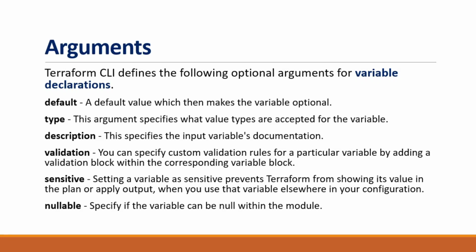Next, we have sensitive. Setting a variable as sensitive prevents Terraform from showing its value in a plan or apply output when you use that variable elsewhere in your configuration. So basically, what's the purpose here of sensitive? Suppose you are using a DB password in your variable block, and you don't want it, whenever you run the Terraform apply command, to show you the complete output. So you want to avoid that particular output in plain text. If you use sensitive as an argument, it will not display that particular password value in plain text format, but the same value you can see in your tf state files.